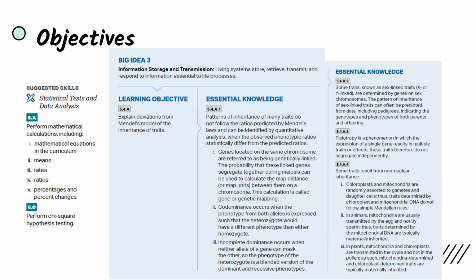And our objectives are suggested skills, statistical tests, and data analysis 5A, perform mathematical calculations, including mathematical equations in the curriculum, means, rates, ratios, percentages, and percent changes. And we'll be looking at that when discussing linked genes. And then 5C, perform chi-square hypothesis testing, testing whether the observed is different from the expected amount.